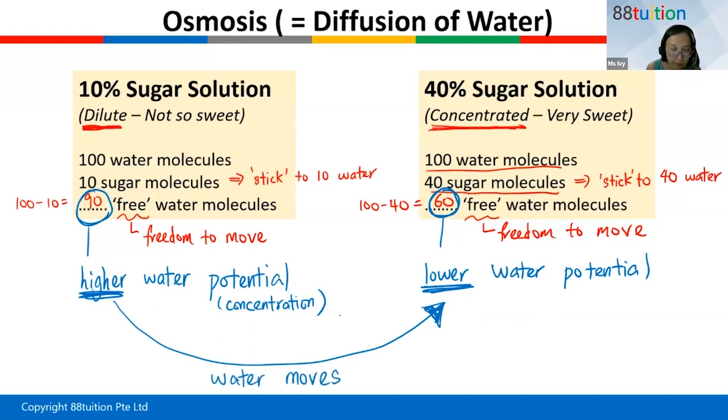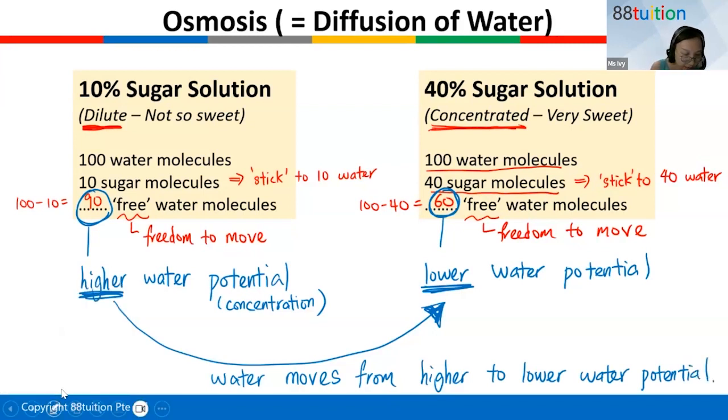Water molecules move, in this case, from left to right. Why left to right? Because from higher water potential to lower water potential. So instead of saying water concentration, I use a special word, water potential. Let me highlight for you here. Higher water potential moves to lower water potential. This is higher, this is lower. Why higher? 90 is a bigger number, 60 is a smaller number. 90, the bigger number, is higher water potential.